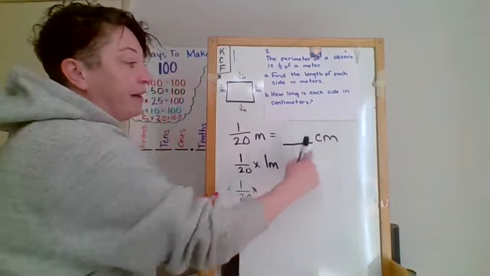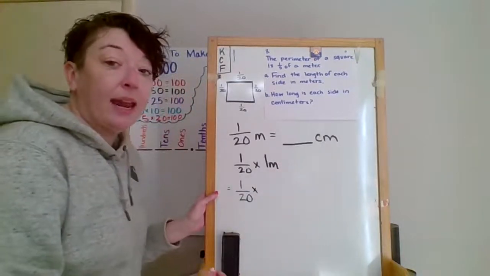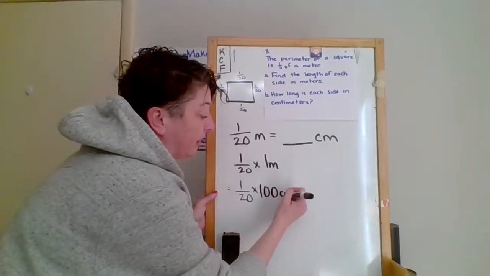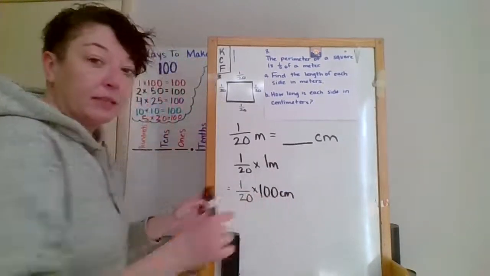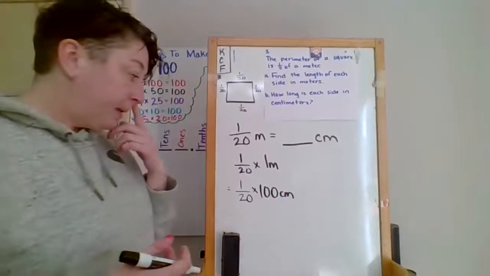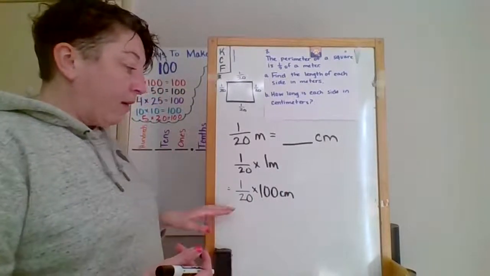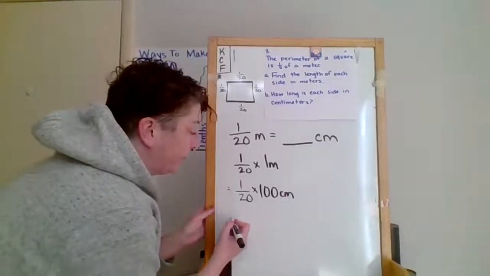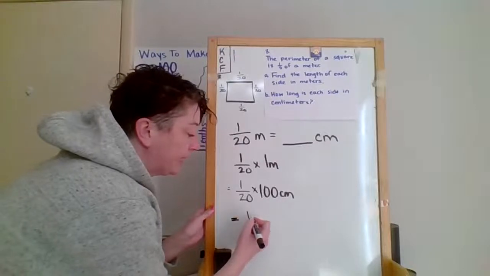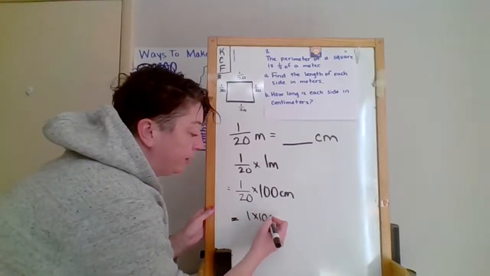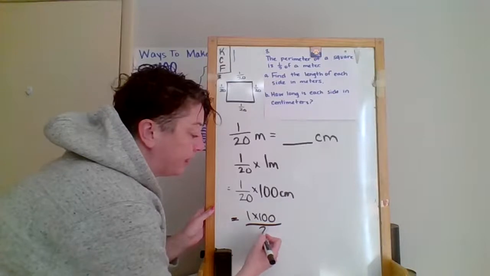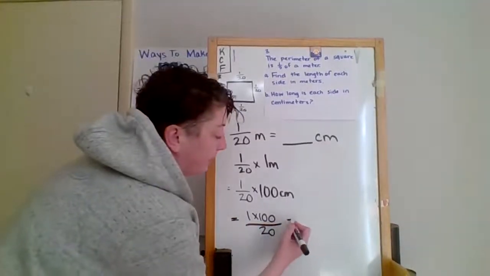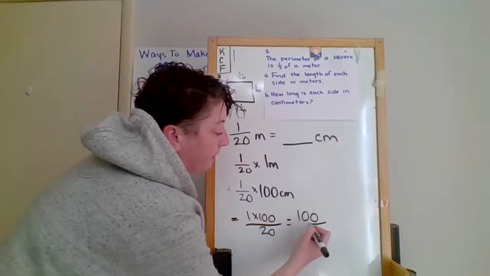times, instead of 1 meter, I'm going to change it to centimeters. And I know that there are 100 centimeters in a meter. These are equal. Since they're the same, I can just swap them out. Now I just have a multiplication expression here. So 1 times 100 is going to go on the top of the fraction, and the 20 goes on the bottom. When I do 1 times 100, I'll just get 100. So I have 100 over 20.